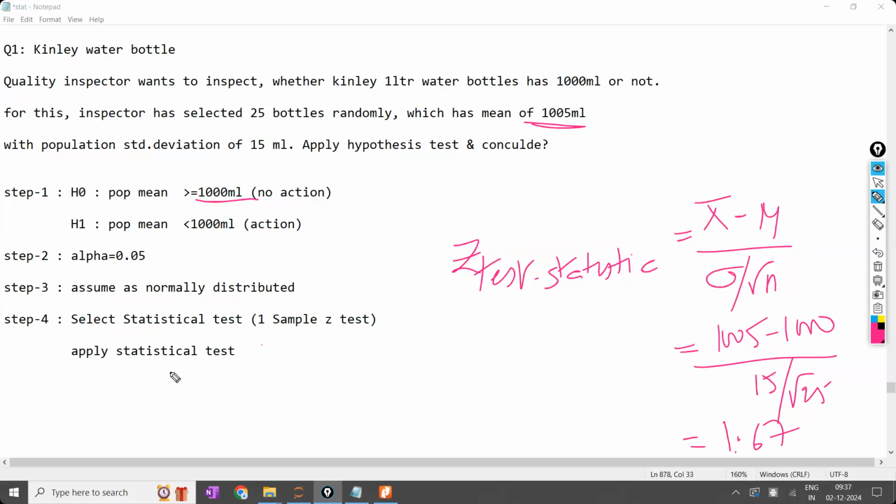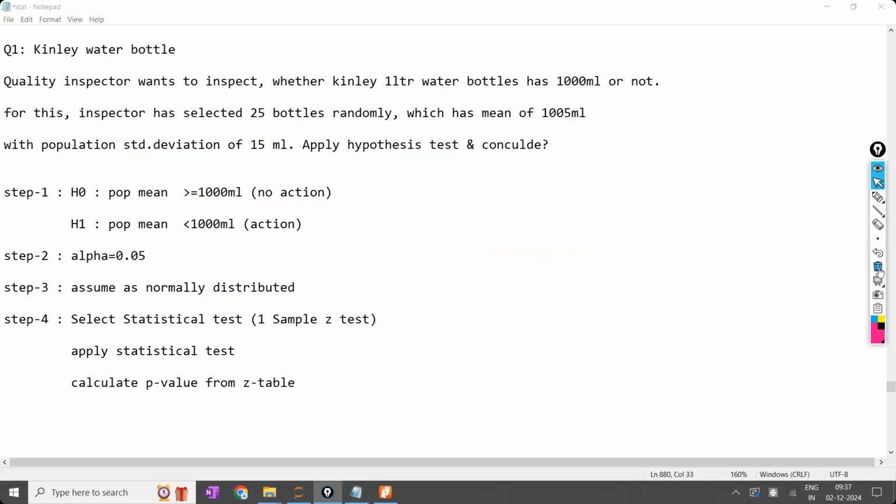After applying the statistical test, what is the next step we have to do? Calculate the p value. So how to calculate the p value? From the Z table. Open the Z table, and from the Z table we are going to calculate. Now, before calculating the p value from the Z table, the selected statistical test is one sample Z test with what tail rejection? Left tail or right tail or two tail? It is a left tail rejection.